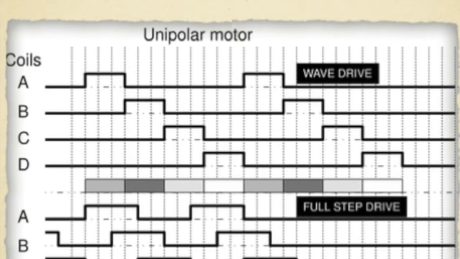Let's take a look at the wave drive for the moment. For the wave drive, basically you just drive one coil at a time. In this case, we first drive coil A, then we move on to coil B, coil C, and coil D. What I want to point out here is that only one coil is driven at a time. This is perhaps the easiest way to drive the stepper motor.